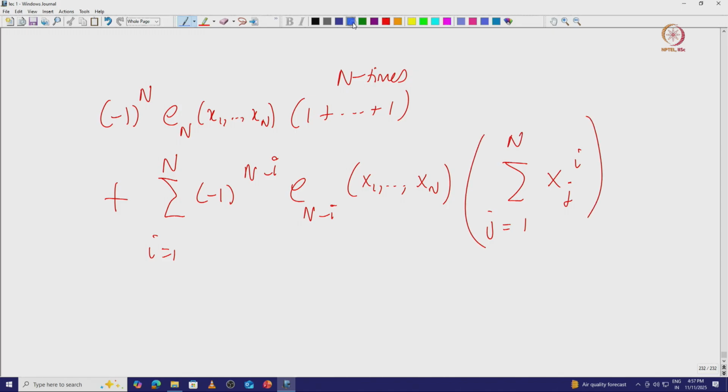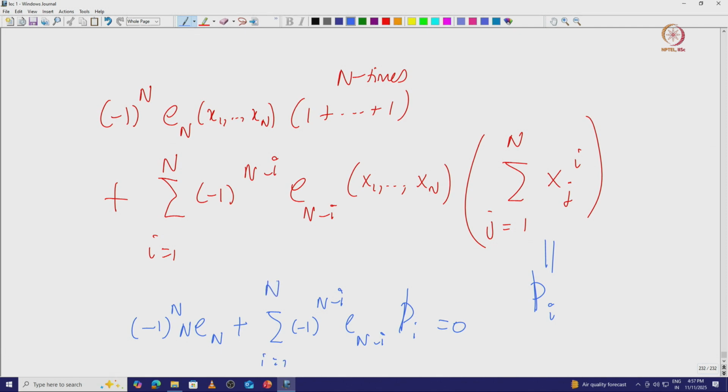And note that this is just the power sum p_i. So this indeed gives (-1)^n n e_n plus the summation of (-1)^(n-i) e_(n-i) p_i equal to 0, where i ranges from 1 to n. And if you rewrite this, you get the Newton identity. You can call this also Newton identity, not a problem.